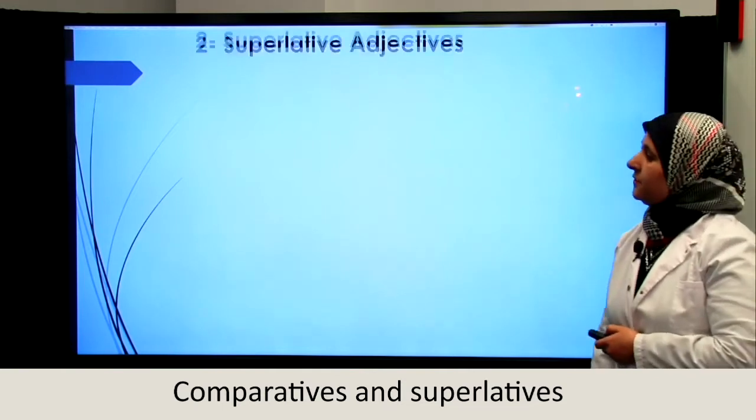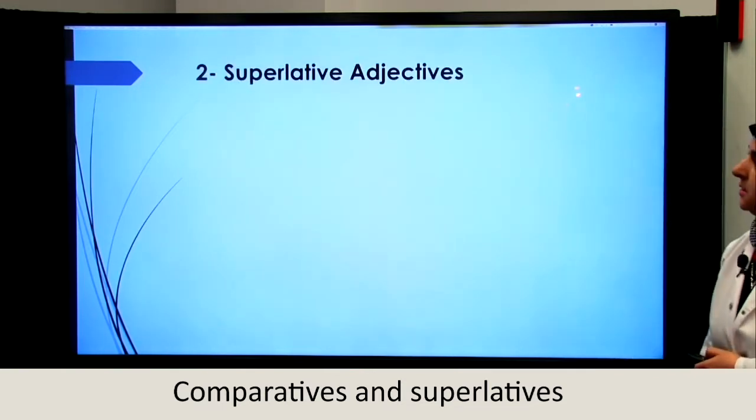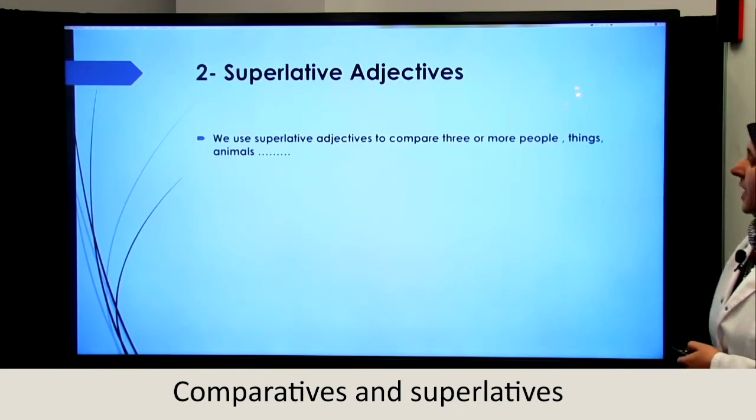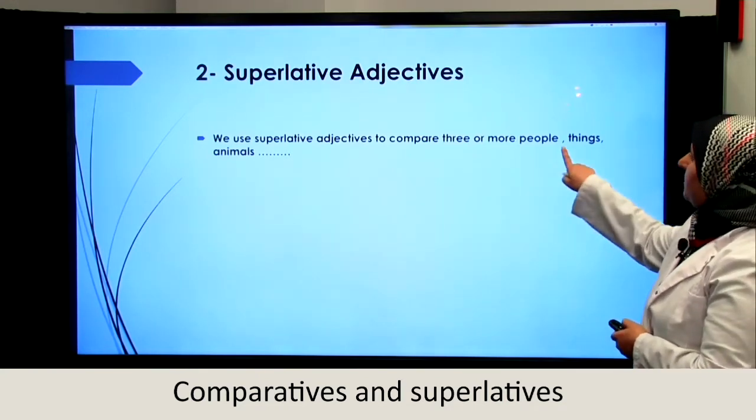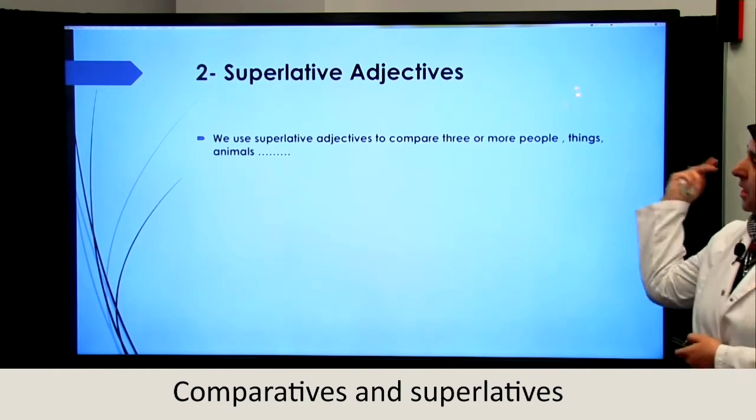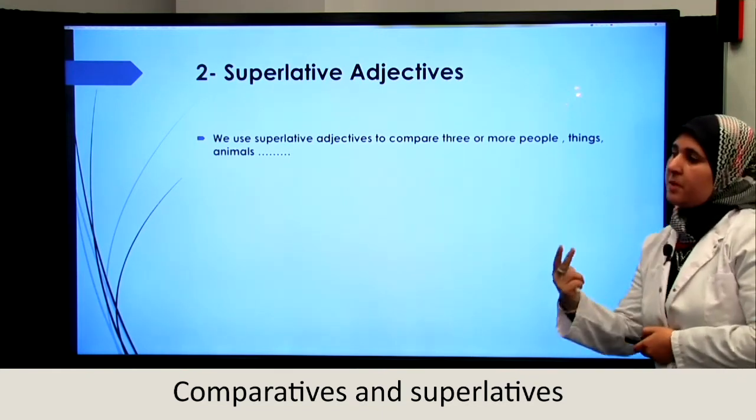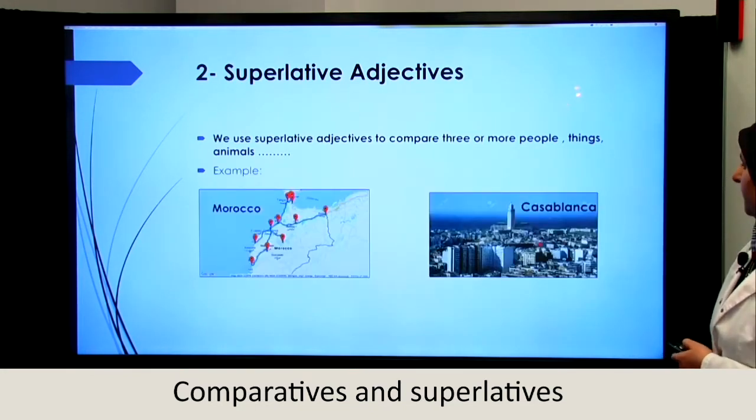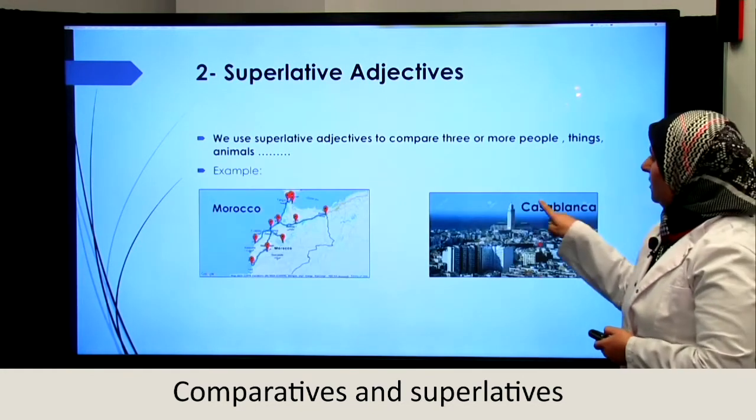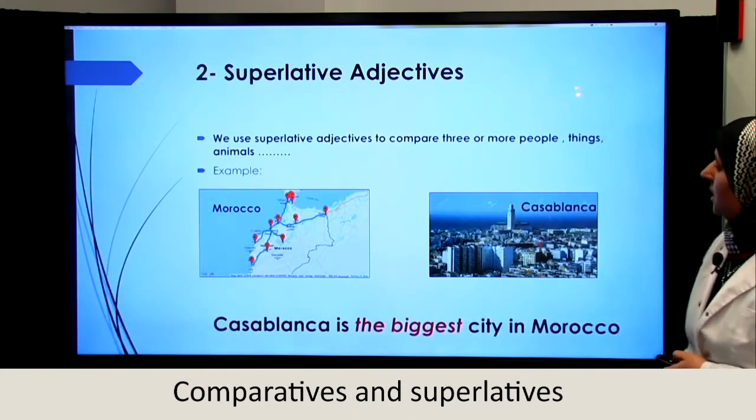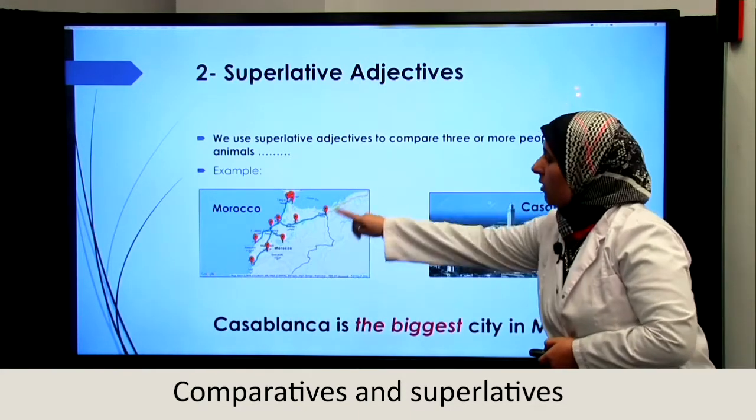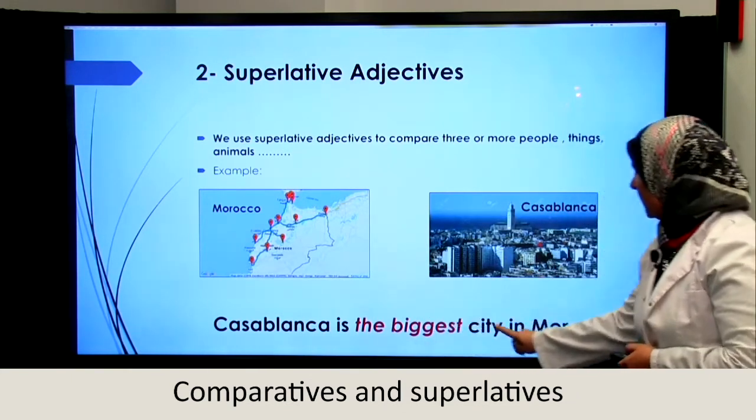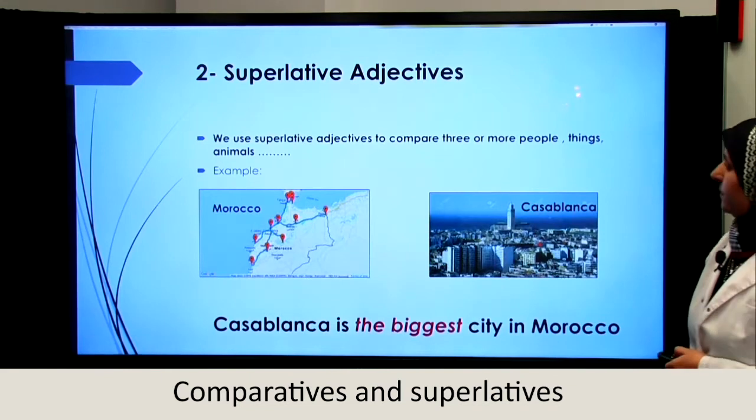Okay, now we move to superlative adjectives. Why do we use superlative? We use superlative adjectives to compare three or more people, things, or animals. In the comparative, we compare only two people or two things, but with the superlative we can compare more than two. Let's go to Casablanca. We now want to compare Casablanca to the whole of Morocco. So we say that Casablanca is the biggest city in Morocco.